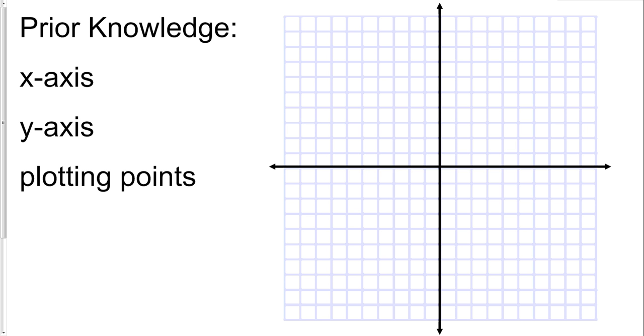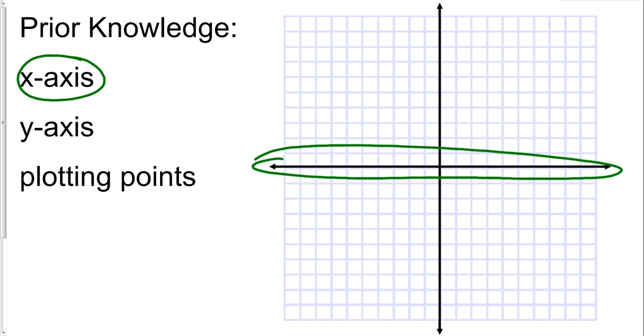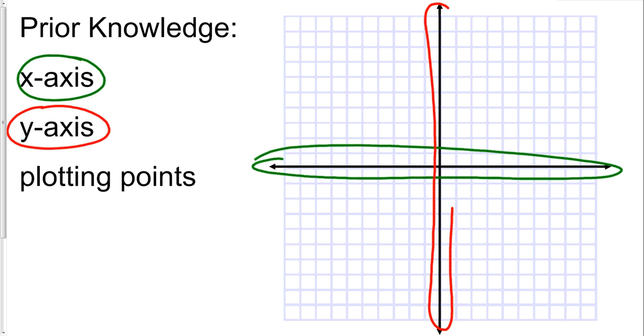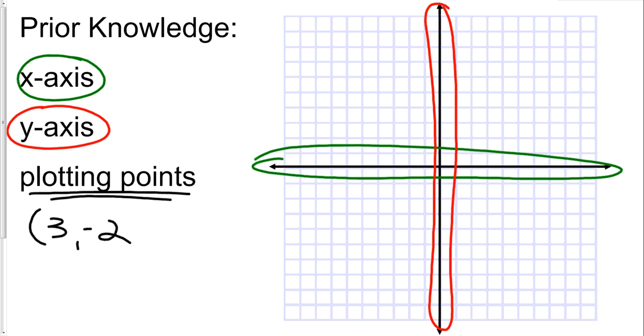With that being said, let's look at a couple of things that we need to know from last year. Remember that our x-axis is our horizontal axis. Our y-axis is our vertical axis. And then we need to remember how to plot points. So if we have the point 3, negative 2, that means that the x value is 3 and the y value is negative 2.